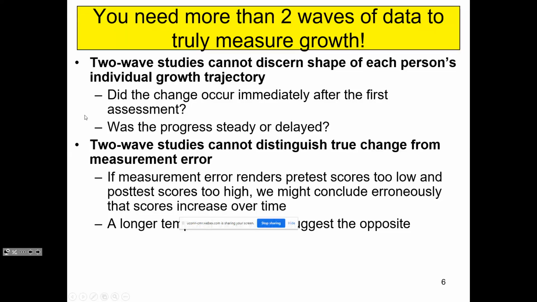So that's problematic. But if we have at least three waves of data, then we can actually parse out the measurement error from the true change.